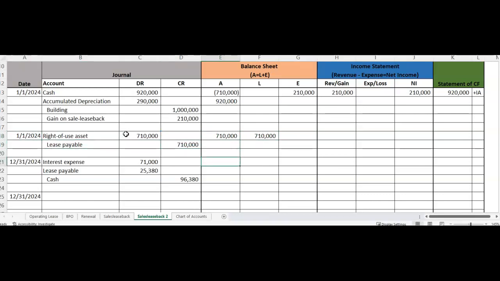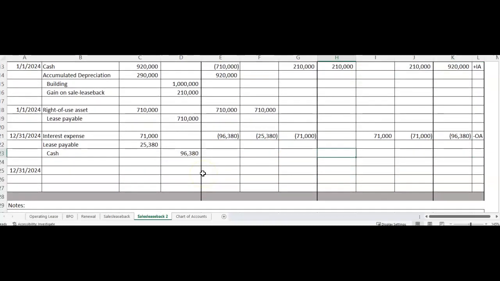Then on December 31st, we make our first payment. Our cash goes down 96, our liabilities go down through the lease payable of 25, and then our equity goes down through the interest expense. Interest expense is part of income, so as expenses go up, our income goes down. On the statement of cash flows, it is an outflow, because we're making the payment of $96,380. What type of activity? Remember, this is an operating lease, and operating leases always fall under operating activities.